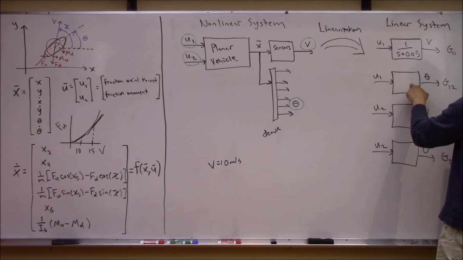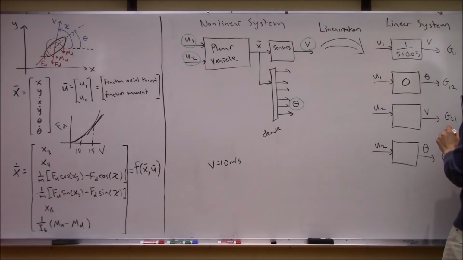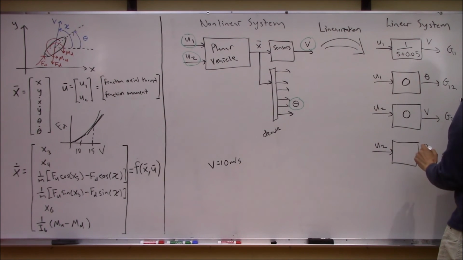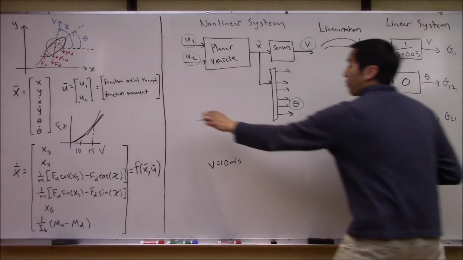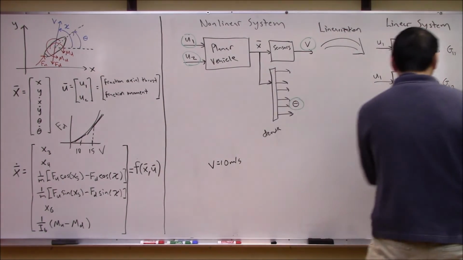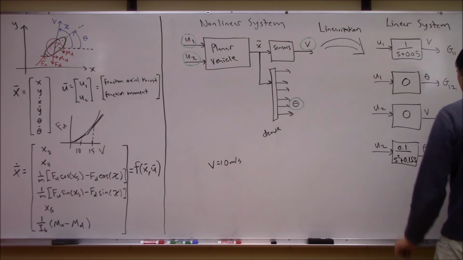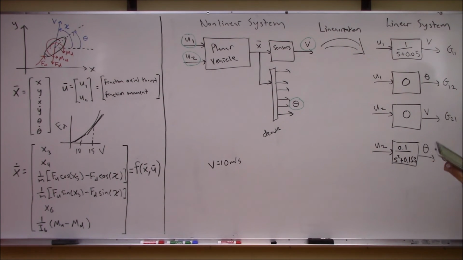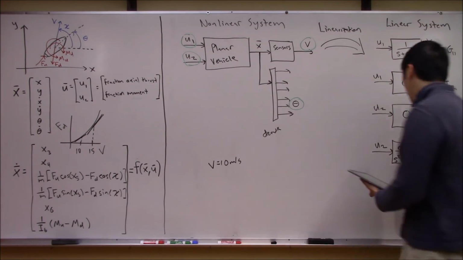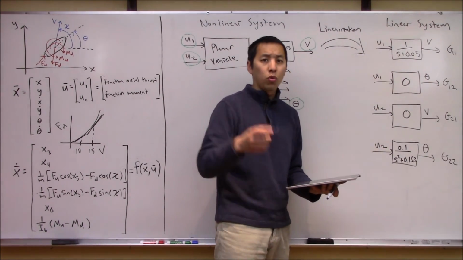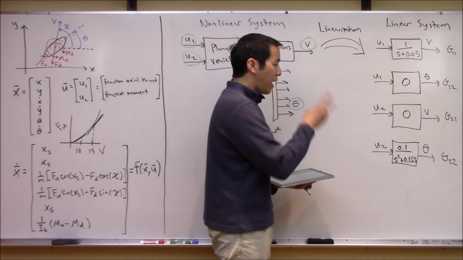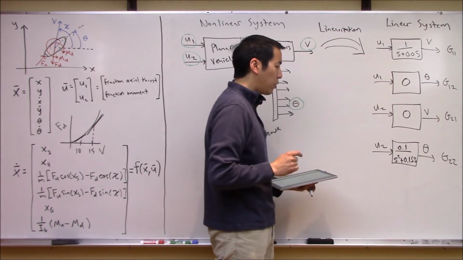This one was a big 0. There was no relationship there. This one also turned out to be a 0. And now the transfer function between the moment throttle setting and theta was actually a second order system of 0.1 all over s squared plus 0.15 s. So that's what we obtained both through the numerical linearization process, the linear analysis tool and linmod, as well as analytically. We showed that these are exactly what they should be.